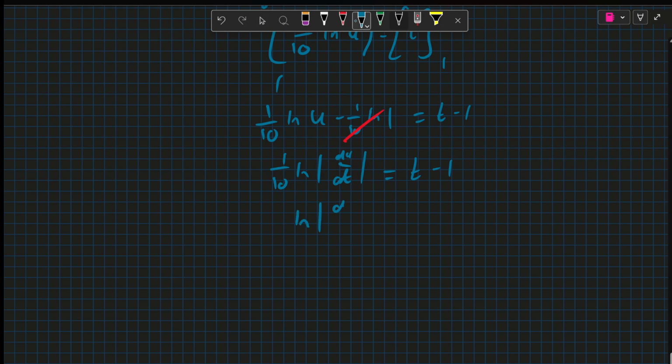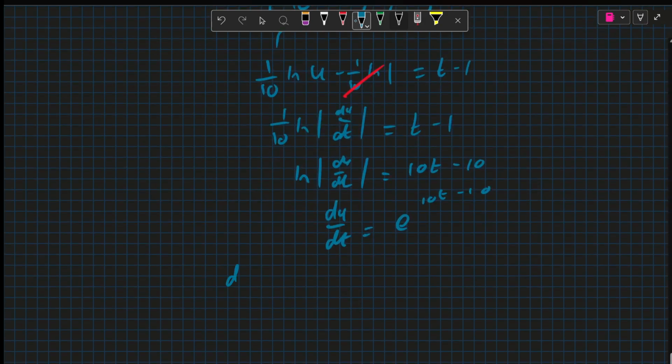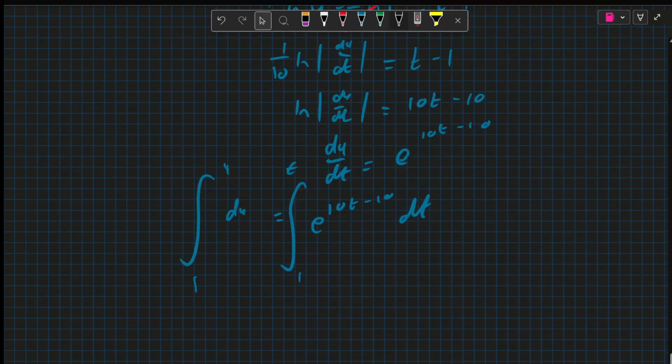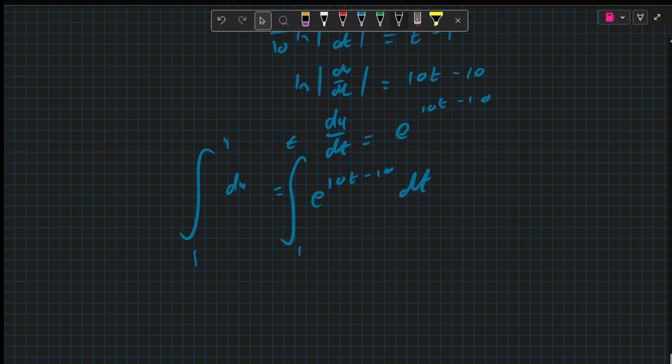So yeah, we'll get natural log of dy by dt equals 10t minus 10. So we're going to have to e both sides, and we get dy by dt equals e to the power of 10t minus 10. So again, we just integrate this fine enough. Again, everything's just going to be 1 and 1, so y and t. We're not going to get an exact numerical answer out of here.